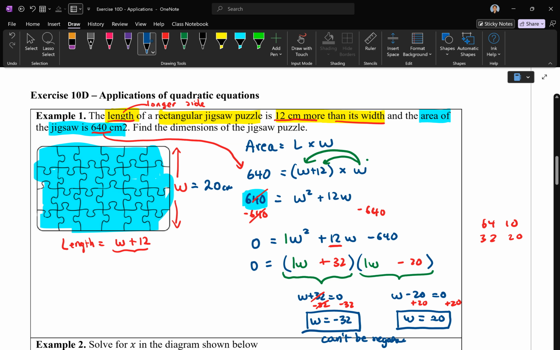So W has to be 20, but if W is 20, then how much is the length? 32 centimeters. Very good. So when they say find the dimensions, length is 32 centimeters and width is 20. So far, so good? Pretty good?